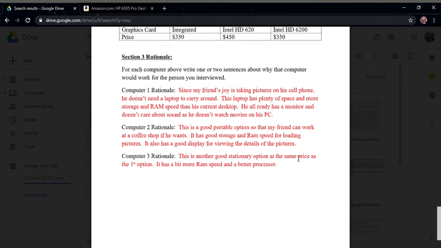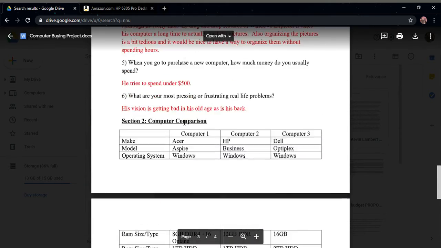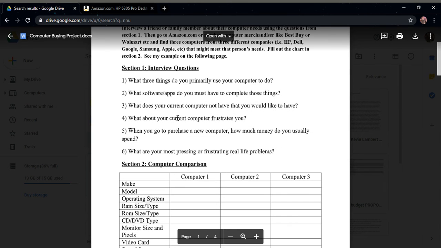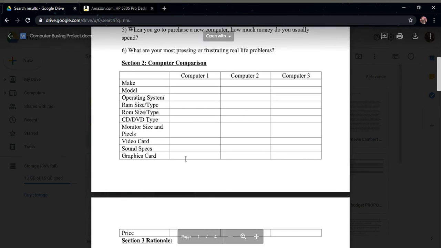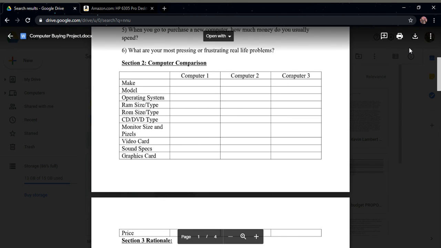So anyway, just give me a sentence or two justifying why you thought this computer was good for your friend. So let me know if you have any questions. This is a really fun assignment. I hope you enjoy it. So yeah, take it seriously. It's kind of fun to match the specifications of a computer to the actual needs of a person. So that's why I like this assignment. Let me know what you need. Thanks.